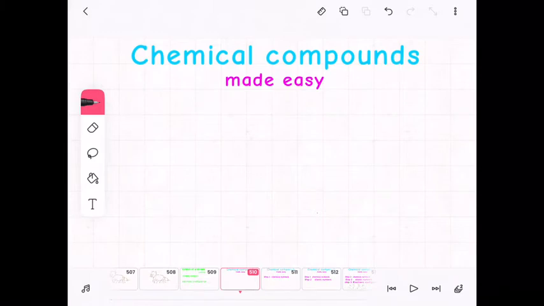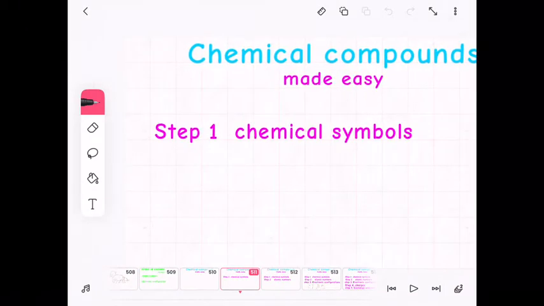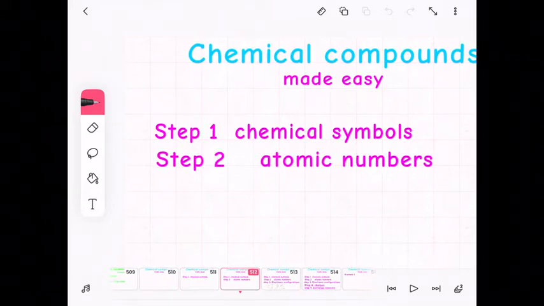Today we are on chemical compounds and how to name chemical compounds to be precise. In naming chemical compounds, there are a few steps we need to follow. Step 1, it is very important we know the chemical symbols of the elements we are using to make the compounds. Step 2, in naming chemical compounds is knowing the atomic numbers of the elements.